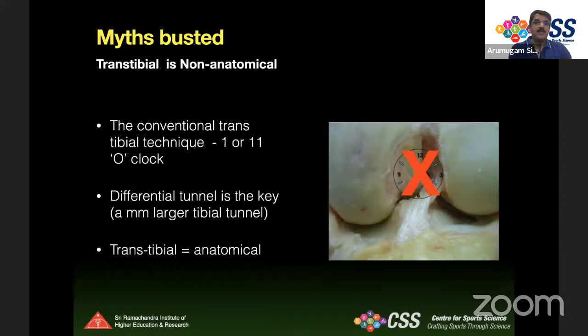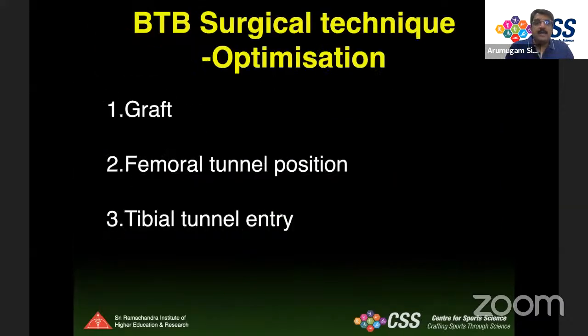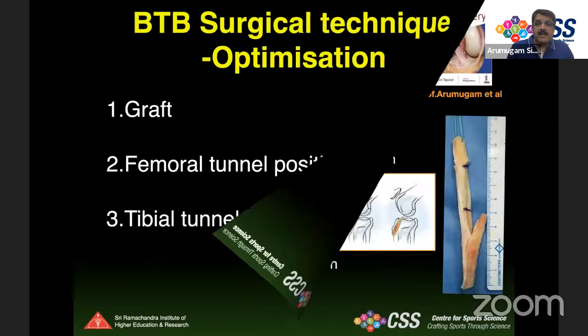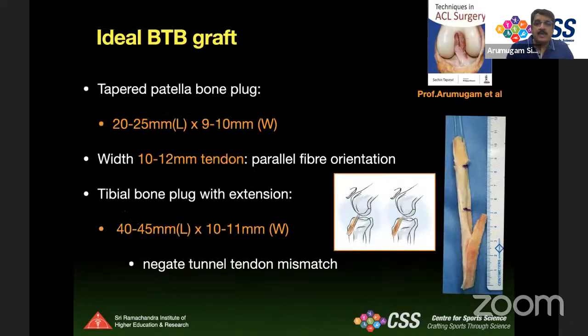And we can optimize the transtibial technique to be anatomical by following a differential tunnel. The tibial tunnel is larger than the femoral tunnel, I'll explain that. We have to optimize the graft, the femoral tunnel position, and the tibial tunnel entry point. The graft optimization we talked about in detail. More pitfalls and steps are explained in our chapter published in the textbook.